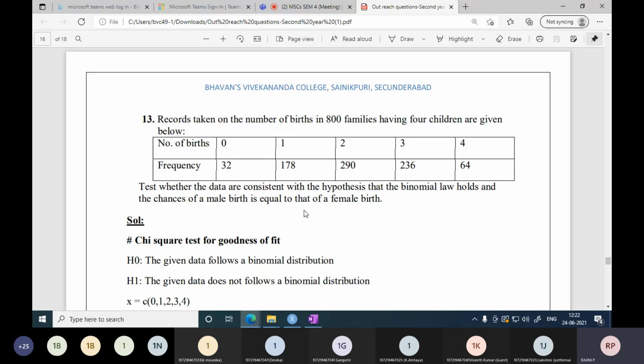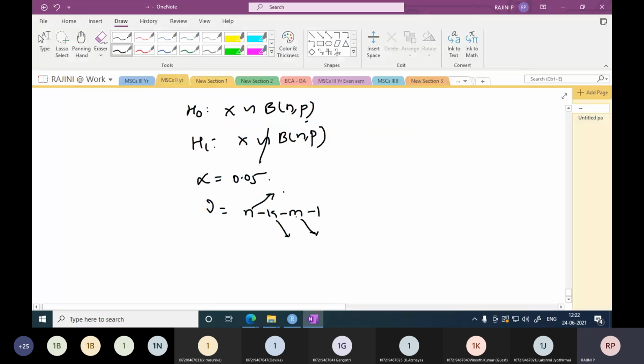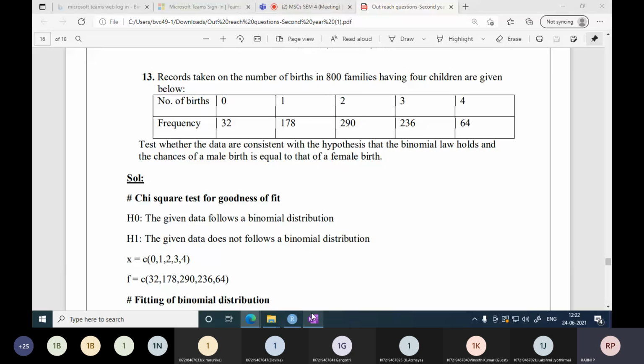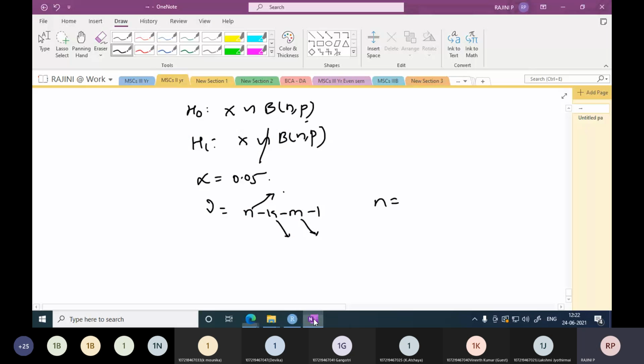So what can be the M then? N is equal to number of observations. How many observations? 1, 2, 3, 4, 5. 5 observations. And M is equal to how many parameters you are estimating? One parameter. Okay, done. And after that, what is the K value?